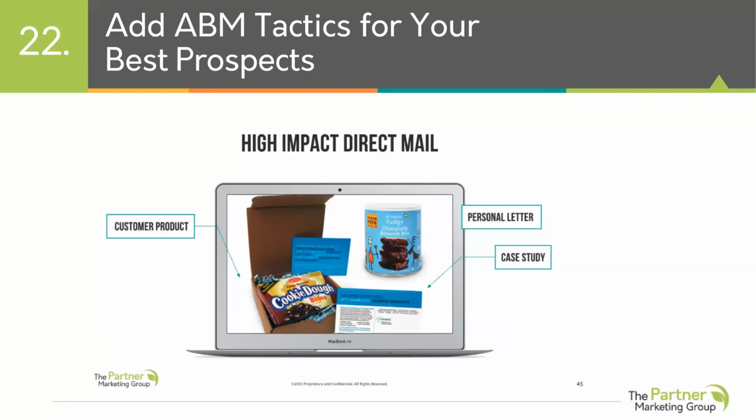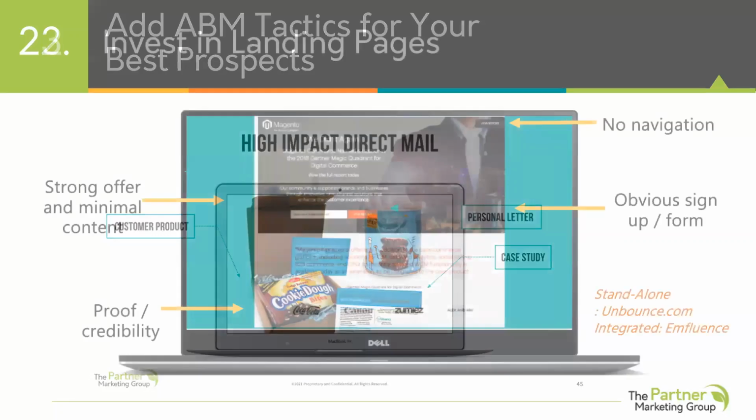I show here high impact direct mail. They do still work, especially now that people are back in the offices. But digitally, you can do it as well with, for example, a custom landing page for each of those 10 or 20 companies that you're going to reach out to in terms of ABM. You've put the work into it. Just do that little bit extra for those special prospects that you have.